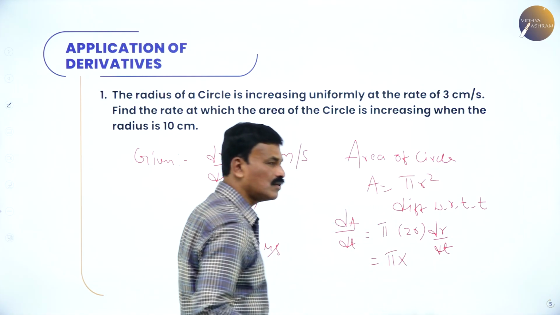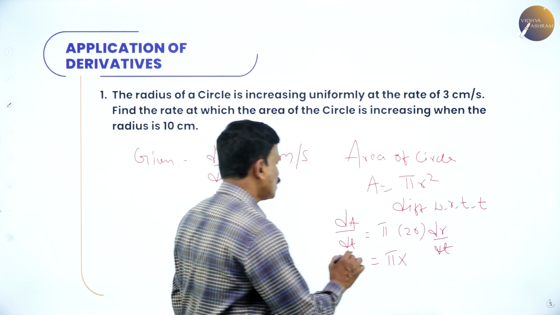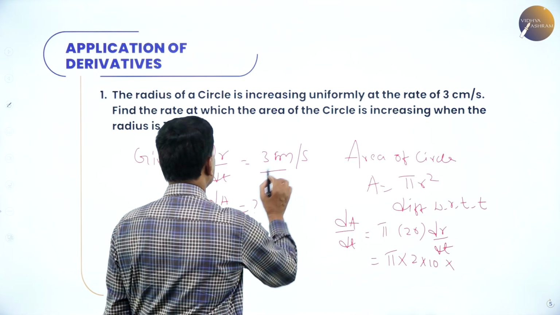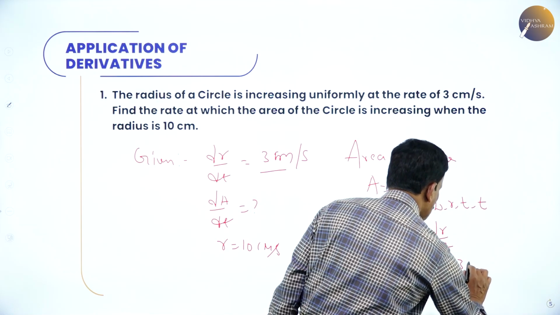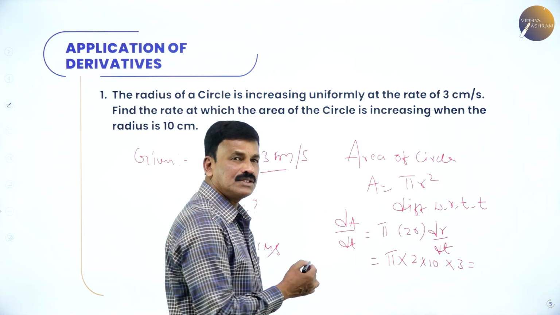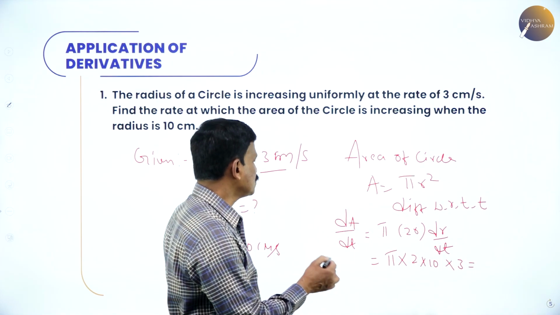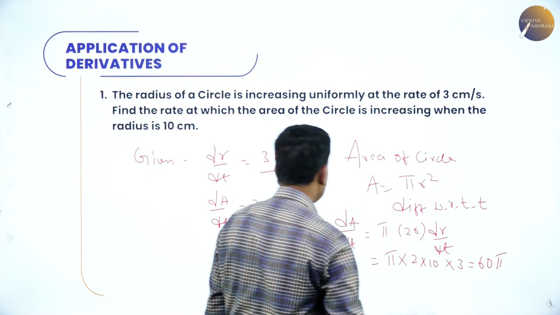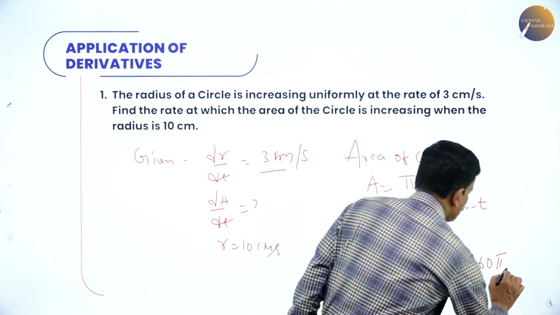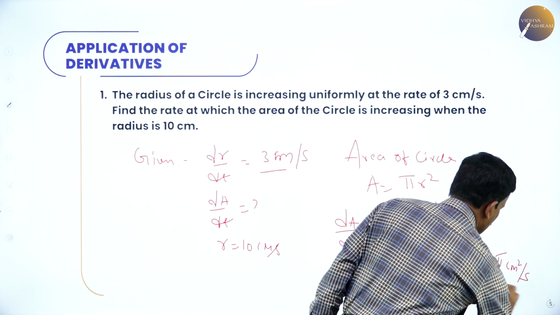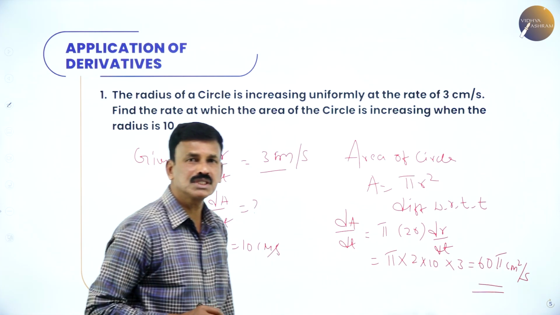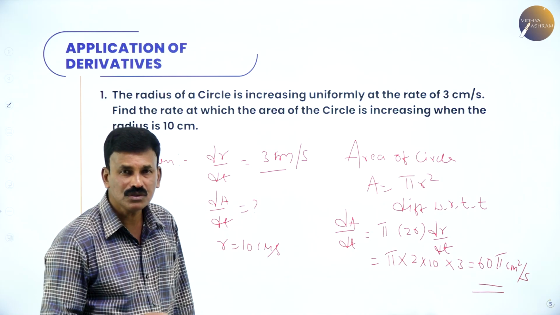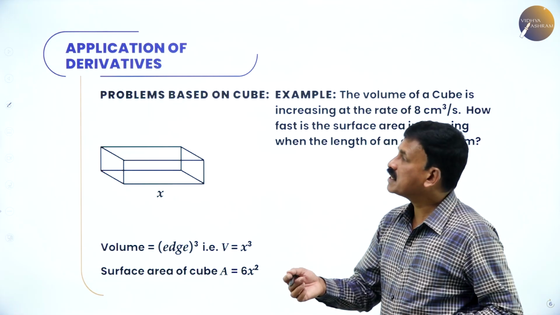Now, substitute the values: pi into 2 into r, r is equal to 10, into dr by dt, dr by dt is equal to 3. So, this is equal to pi into 10 into 2 into 3, that is equal to 60 pi. What is the unit? Centimeter square per second. So, the required rate is equal to 60 pi centimeter square per second. That's it. Very important for 2 marks. Okay. Now, let us move on to the next concept.